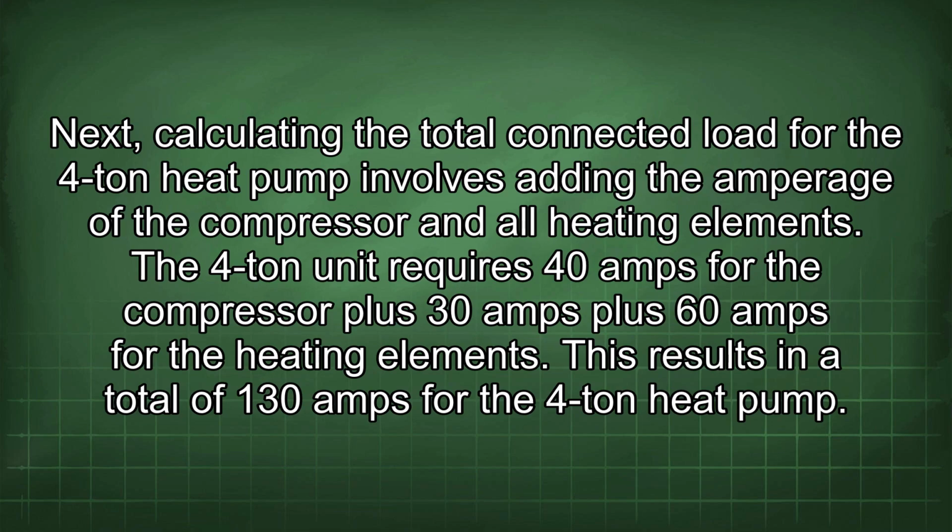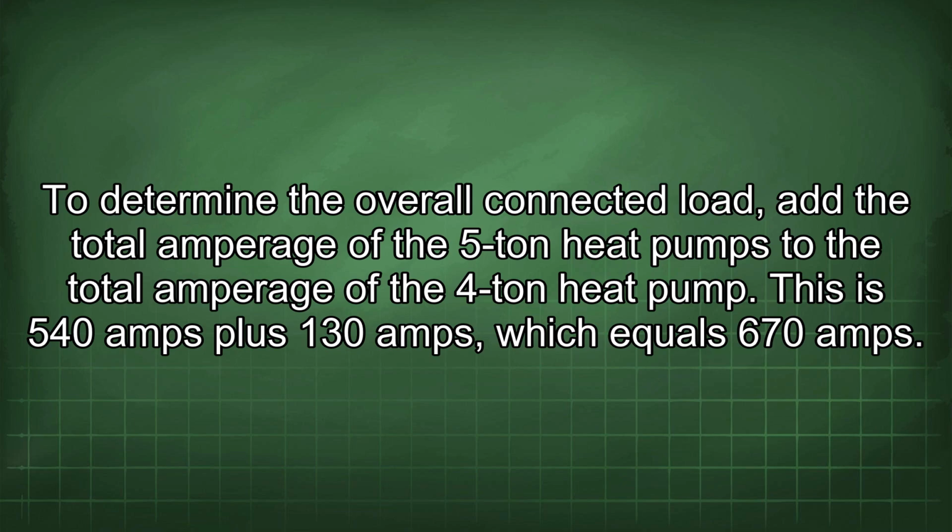Next, calculating the total connected load for the 4-ton heat pump involves adding the amperage of the compressor and all heating elements. The 4-ton unit requires 40 amps for the compressor plus 30 amps plus 60 amps for the heating elements. This results in a total of 130 amps for the 4-ton heat pump. To determine the overall connected load, add the total amperage of the 5-ton heat pumps to the total amperage of the 4-ton heat pump. This is 540 amps plus 130 amps, which equals 670 amps.